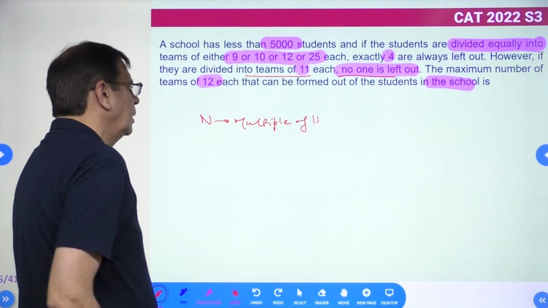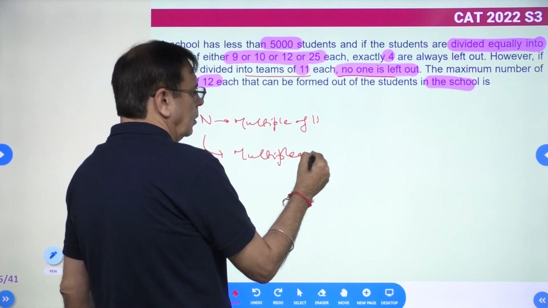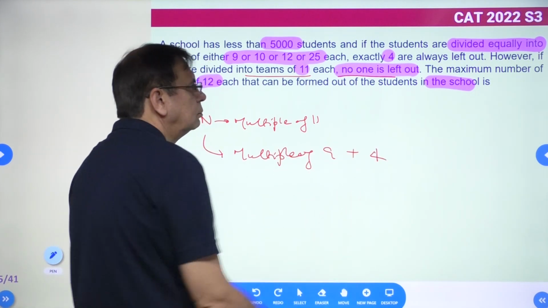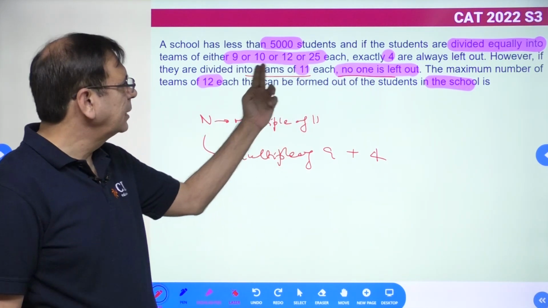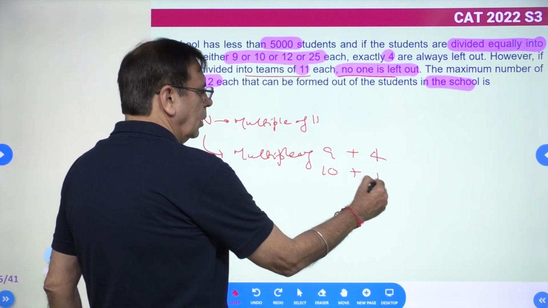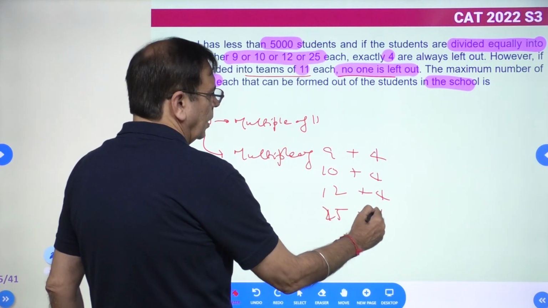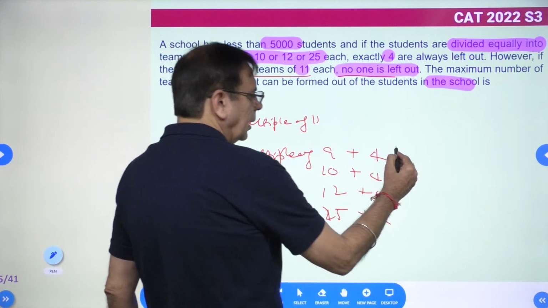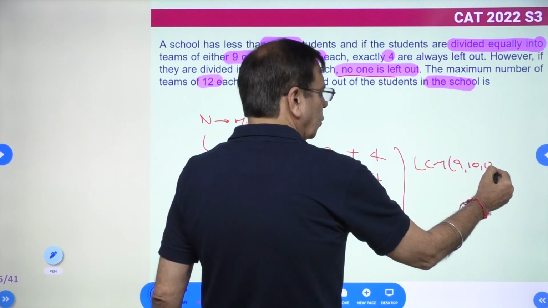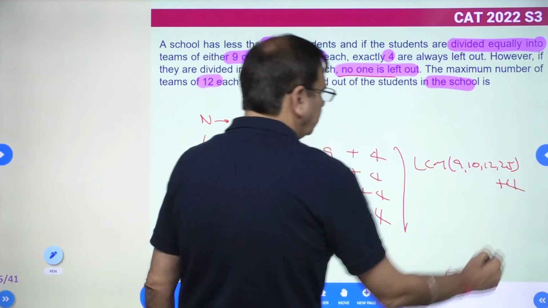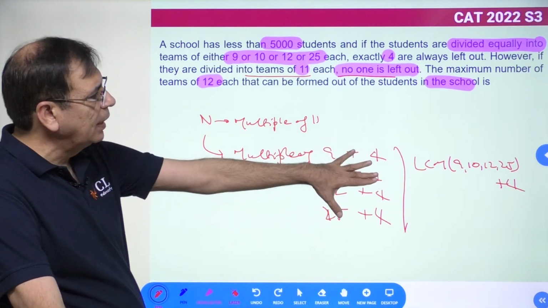Okay. Similarly, n is a multiple of 9 plus 4. Why 4? Because when you divide it into groups of 9, 4 are left over. Similarly, multiple of 10 plus 4, multiple of 12 plus 4, multiple of 25 plus 4. What does this mean? This is nothing but the LCM of 9, 10, 12 and 25 plus 4. So the smallest number which will satisfy this condition is going to be the LCM of these.